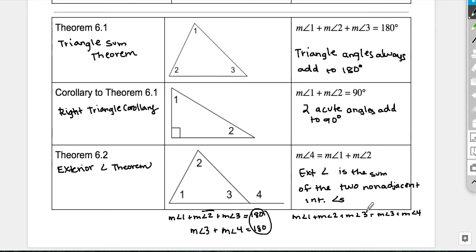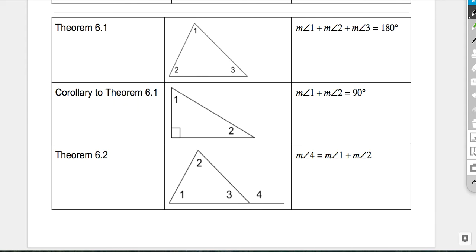And then notice that there is a measure of angle 3 on both sides. So if I subtract that, here's what I'm left with. Measure of angle 1 plus the measure of angle 2 equals the measure of angle 4. So angle 3 is used in the triangle and in the linear pair. So if we just take that out, those other two pieces are going to be equal to each other. So now we're going to start using these to solve some problems.